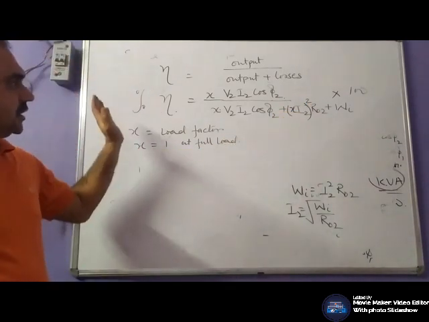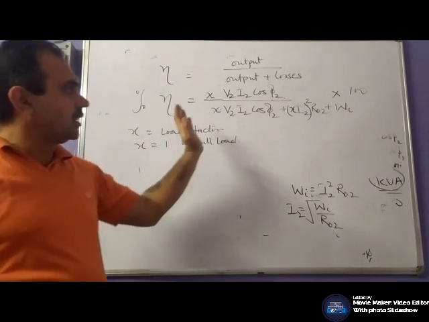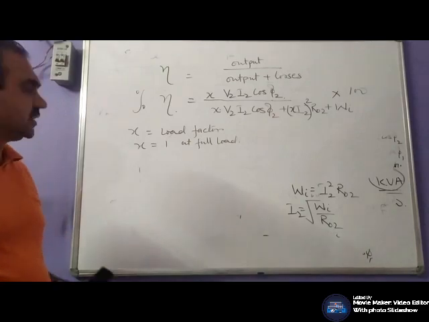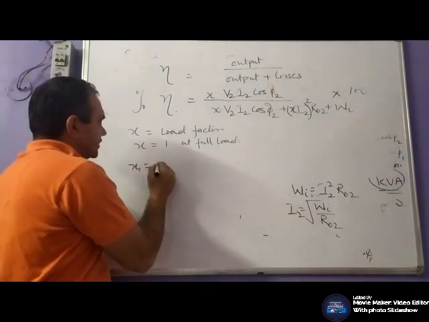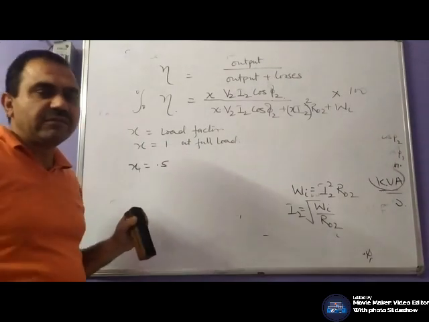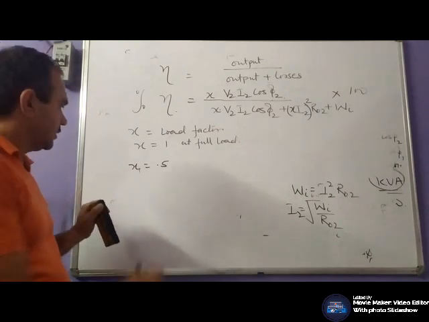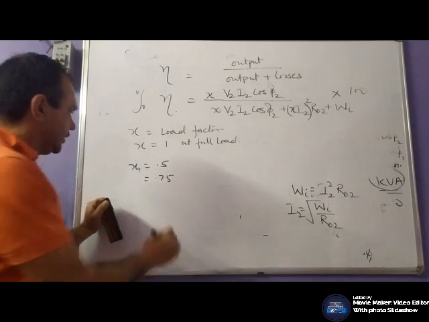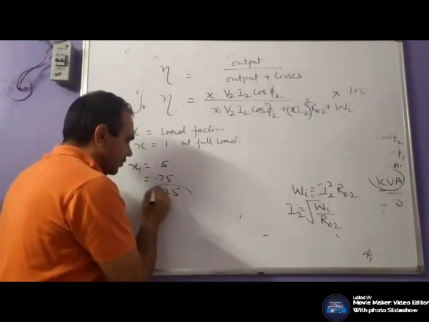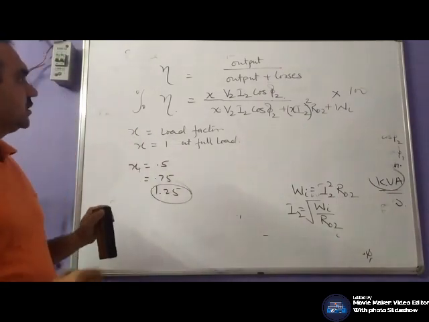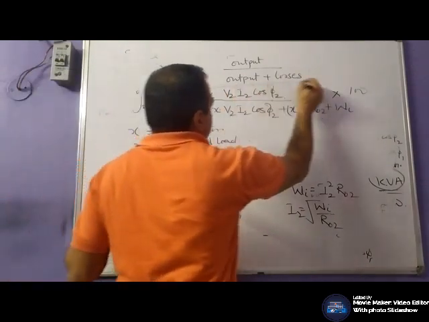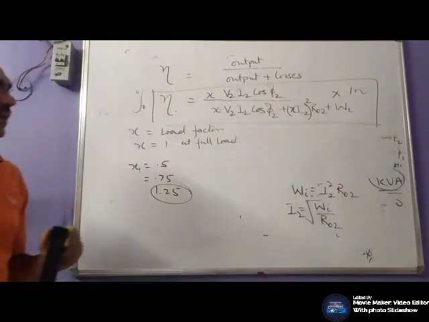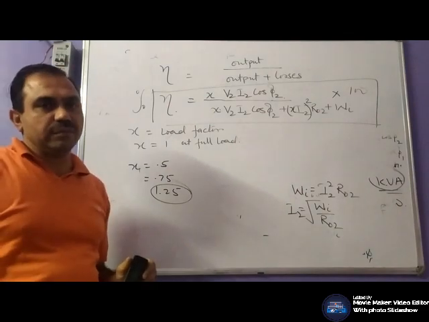It means if we say the load factor is 50% load connected, what does it mean? The value of X is 0.5. If 75% load is connected, 0.75. If 125% load is connected, 1.25. Load factor is this one. So this will be the formula by which we can find out the efficiency of the transformer.